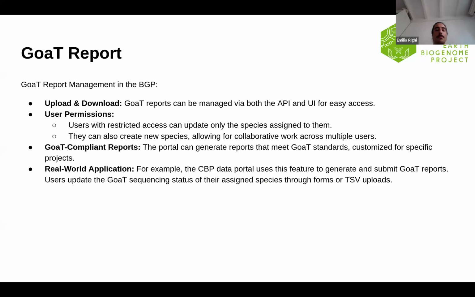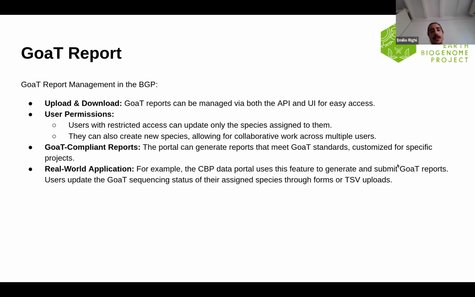As I said, the BGP is also able to manage GoaT compliance reports. Users can upload and download reports either via API or via the user interface. Depending on their permissions, they can upload species they are authorized for, assigned to them, but they can also create new species that are not present in the portal. Once our collaborators upload their GoaT reports in our instance, the portal itself is able to generate reports that meet the GoaT standard, customizing the header of the report depending on the project.